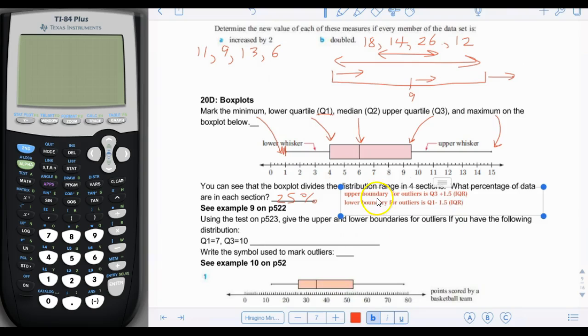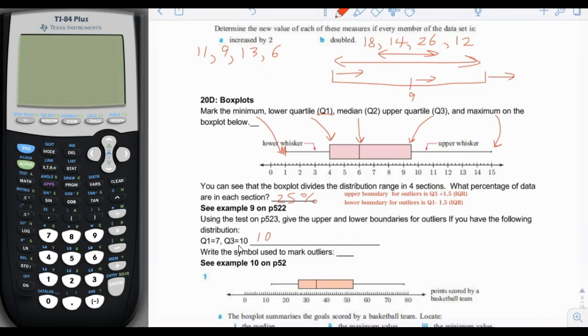So let's calculate what the upper and lower boundaries are for outliers, given that Q1 is 7 and Q3 is 10. This is just one specific example. Maybe it'll help us figure out how to use this rule. In this case, the IQR is going to be 10 minus 7, which is 3. And so the upper boundary for outliers is going to be Q3, which is 10, and we're going to add 1.5 times 3, which is 4.5.